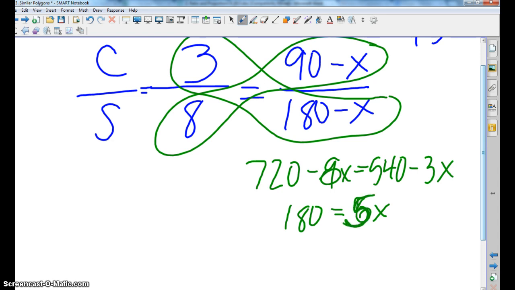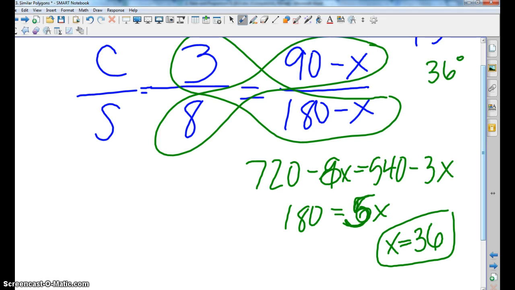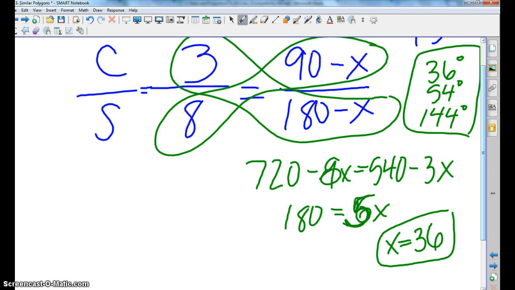Good with that. 180 divided by 5. 36. What were we looking for? The angle, the complement, and the supplement. So the angle is 36. What's the complement? 54. 90 minus 36. 54. What's the supplement? 180 minus 36. 144. So that would be your answer to number 15. As long as you don't turn your 8s into 9s.